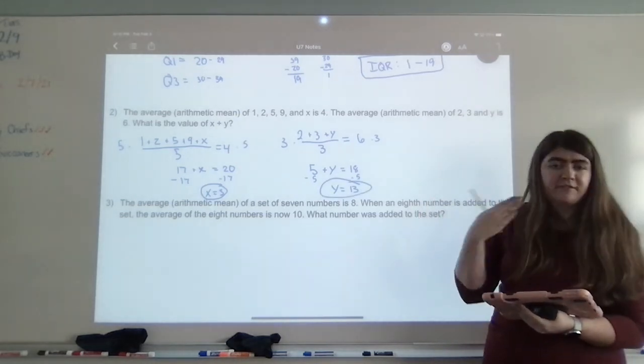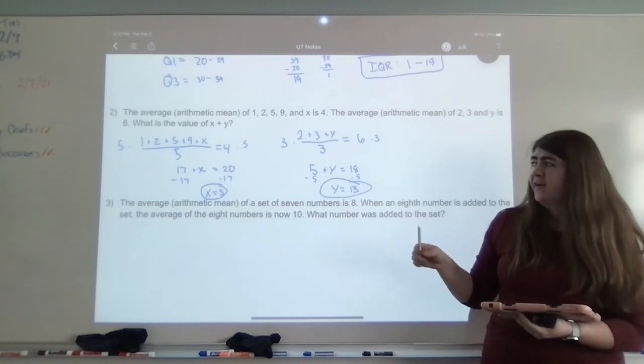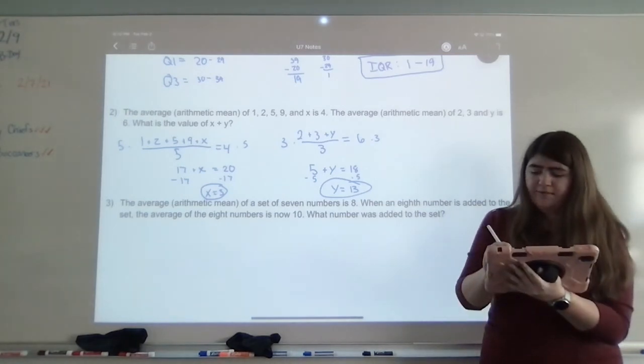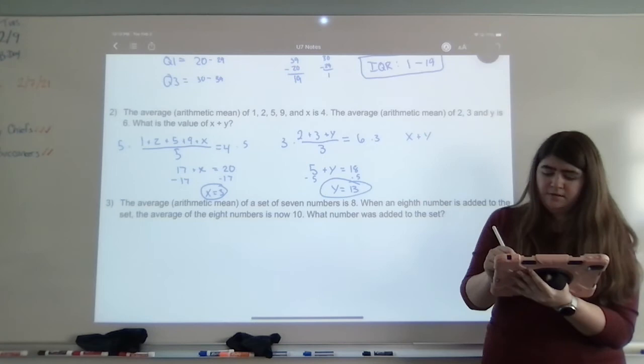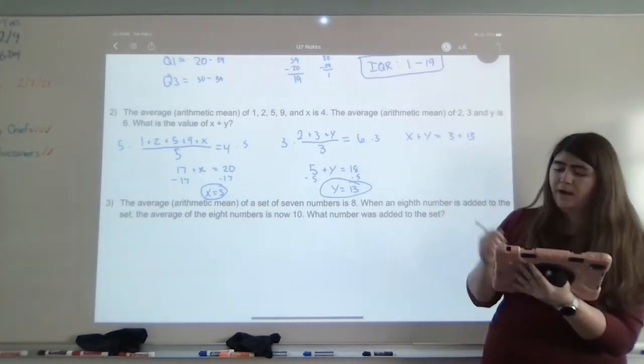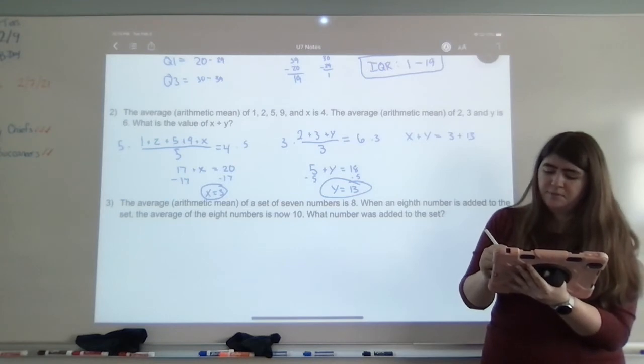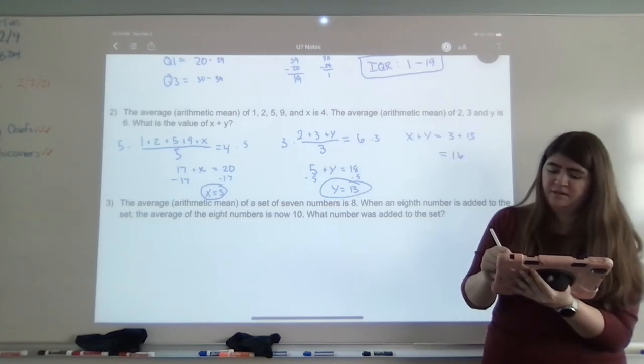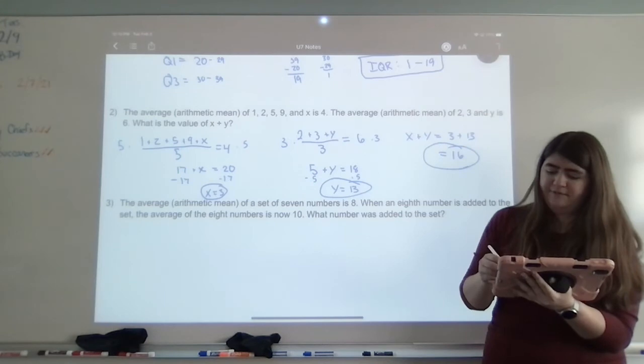Then, to answer my full question, it says what is the value of x plus y? So I have x plus y is equal to 3 plus 13, because this is my x and that's my y, which means that x plus y is really equal to 16, and that is my final answer.